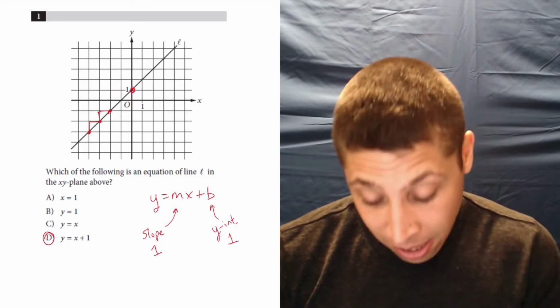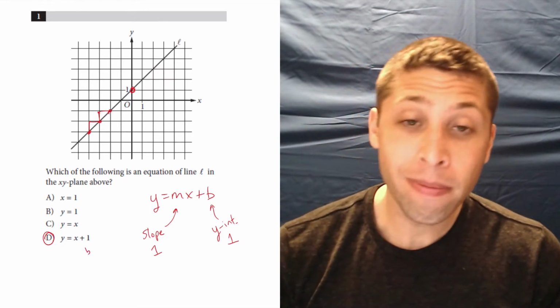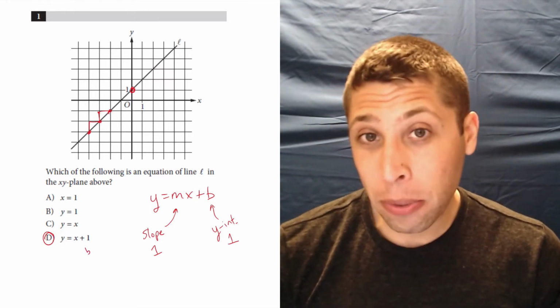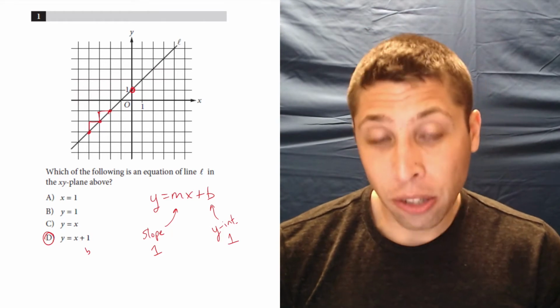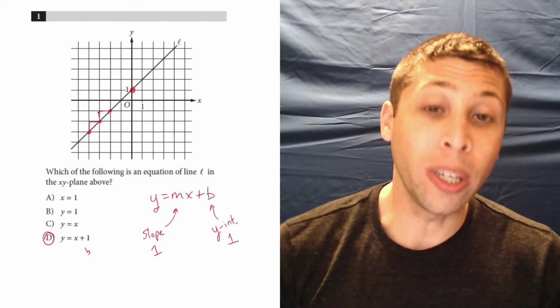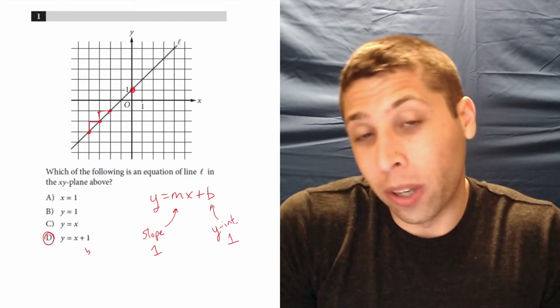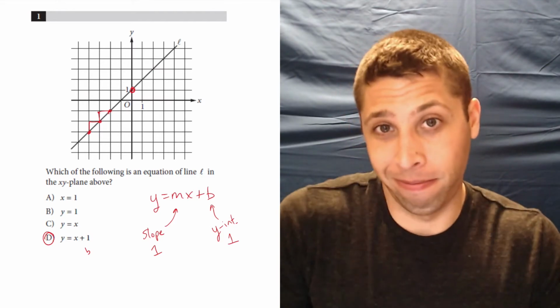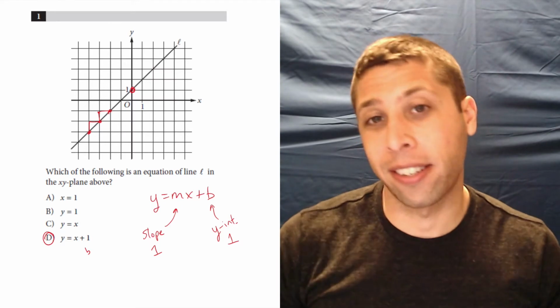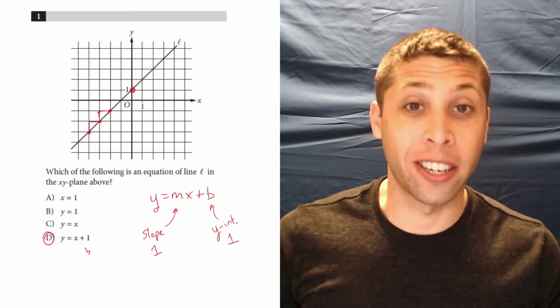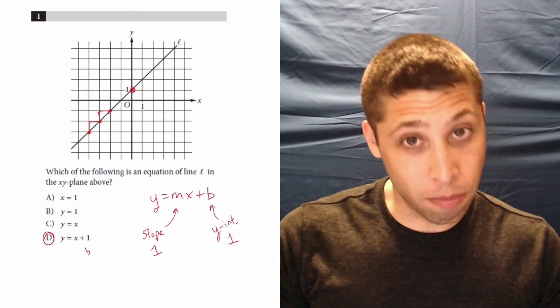You can see, here's our b term, the plus 1, and then the slope is kind of hidden, but that's because when we have a 1 in front of a variable, we leave off the 1. It's not necessary because 1 times anything is just the thing. So 1 times x is x. We don't need the 1. It's redundant. So there we go.